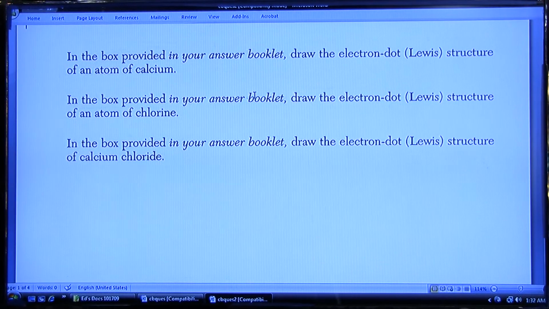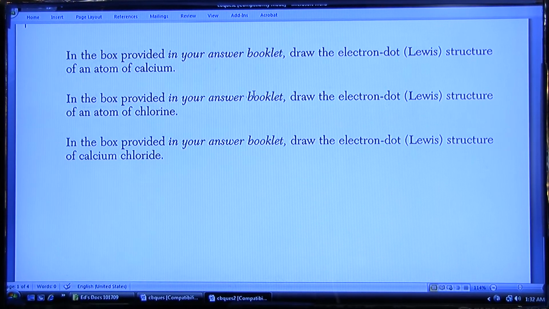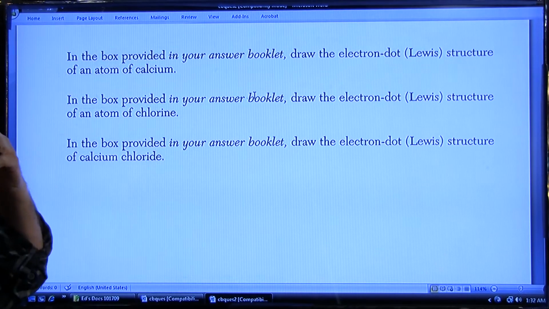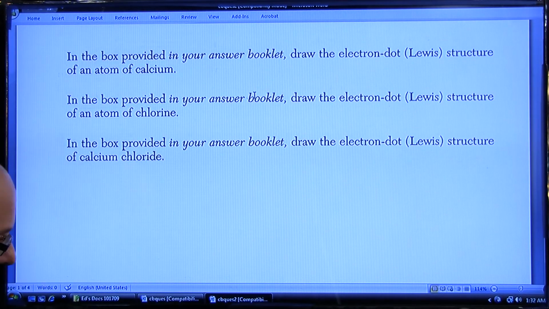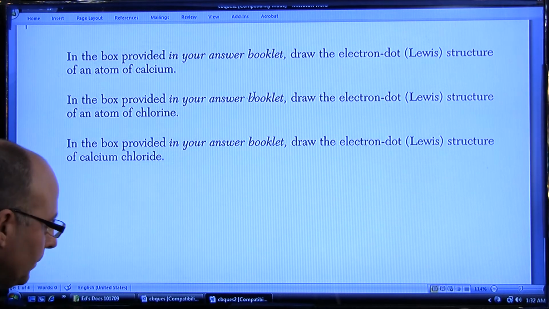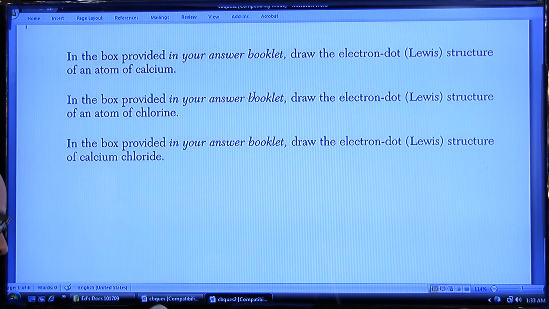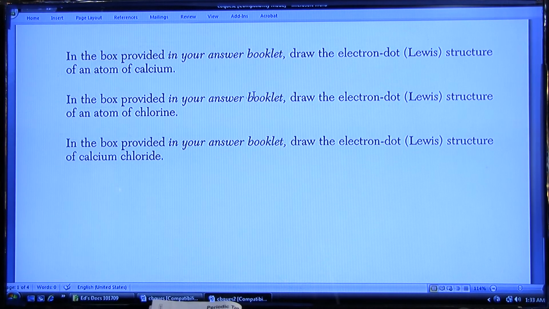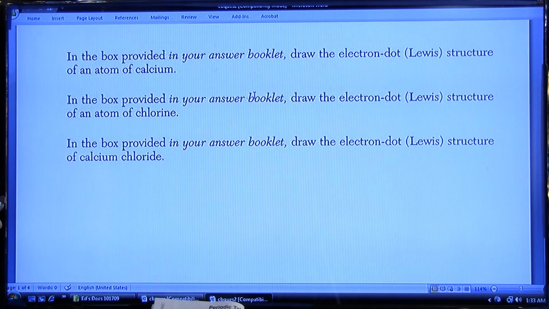Chemical bonding part 2. In the box provided in your answer booklet, draw the electron or Lewis structure of an atom of calcium. Okay, so let's do that now. Let's look at calcium, and I'll give you a minute to try to figure that out. Remember, the electron dot structure is only valence electrons. Calcium's configuration, symbol Ca, is 2, 8, 8, 2.